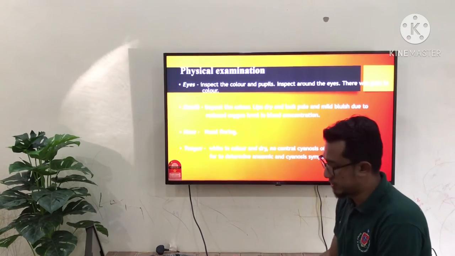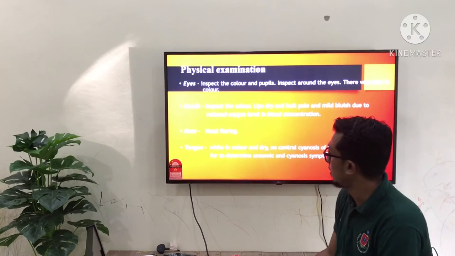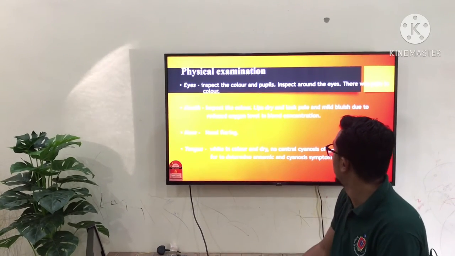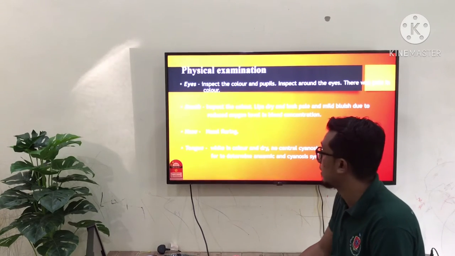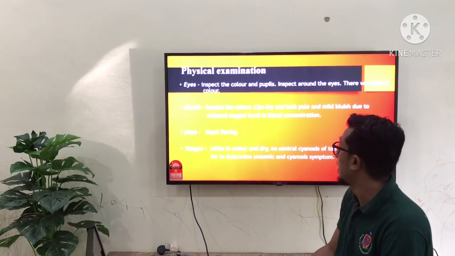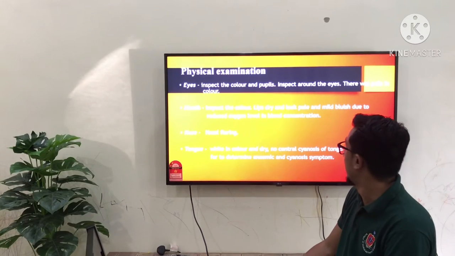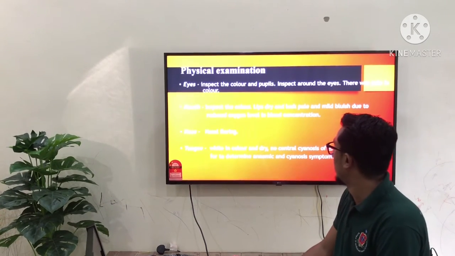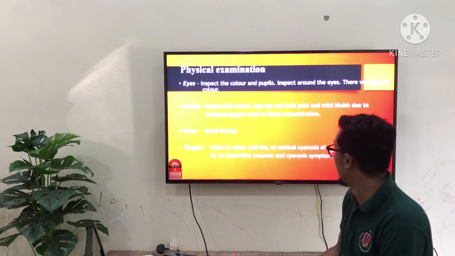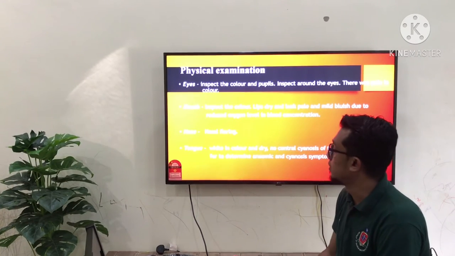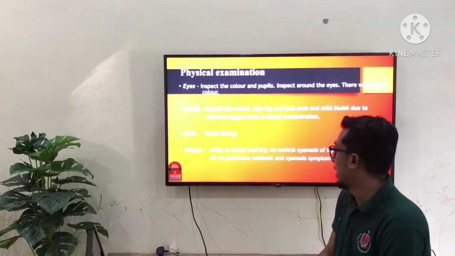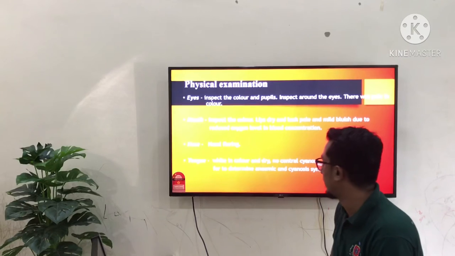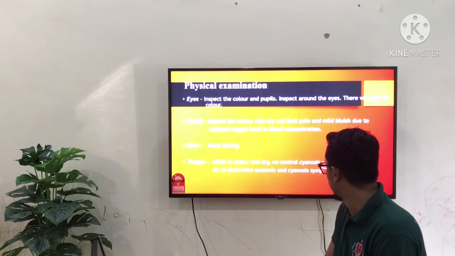Okay, dah physical examination dah buat kat dia. Eyes: inspect the color and pupils, inspect around the eyes. There was no pallor. Mouth: inspect the color, lips dry. Dia punya mulut kering sikit lah. And look pale and mild bluish due to reduced oxygen concentration. Nampak bluish sikit sebab kurang oksigen. Nose, nasal flaring. Tongue white in color and dry. No central cyanosis of tongue. Inspection to determine anemic and cyanosis symptoms.